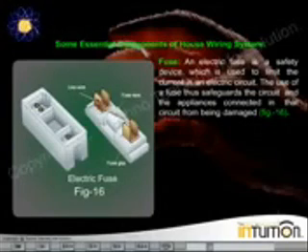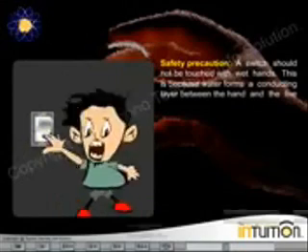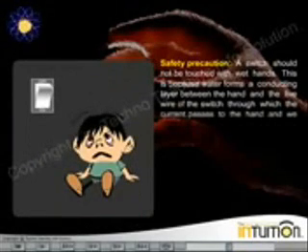Refer Figure 16. Switches. A switch is an on-off device for current in a circuit or in an appliance. It is connected in the live wire. Refer Figure 17. Safety precaution. A switch should not be touched with wet hands. This is because water forms a conducting layer between the hand and the live wire of the switch through which the current passes to the hand, and we may get a fatal shock.